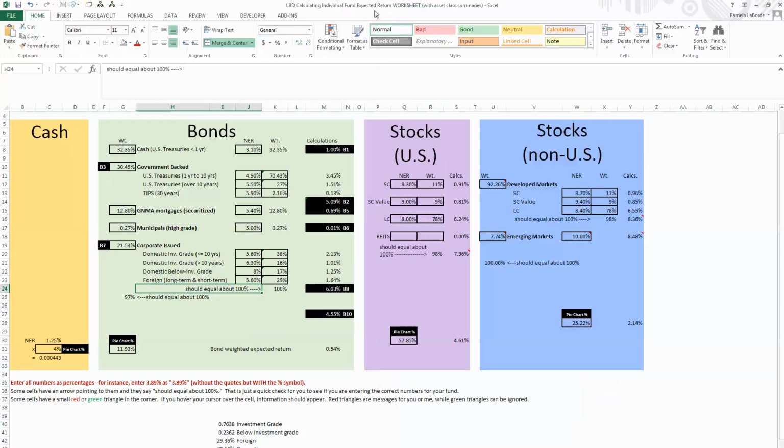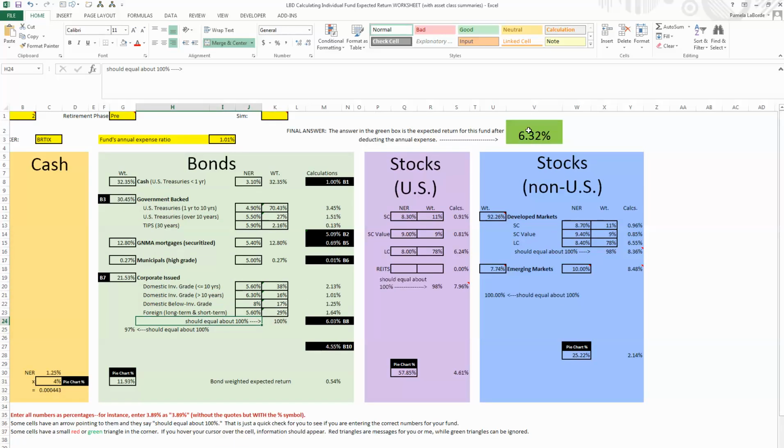I'm going to go ahead and maximize my spreadsheet. And I'm now going to look at this green cell. This is my final answer that I want to pull into table 4 to come up with my weighted expected return for the entire set of funds that your sim is invested in. And I'm double checking to make absolutely sure that this number is no higher than the highest number in any of these NER columns.